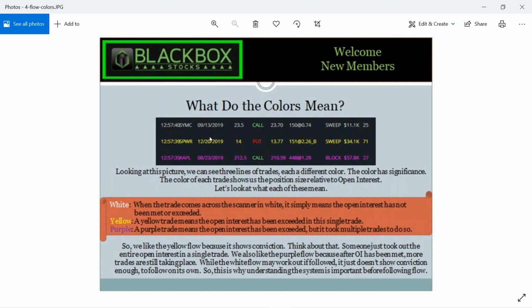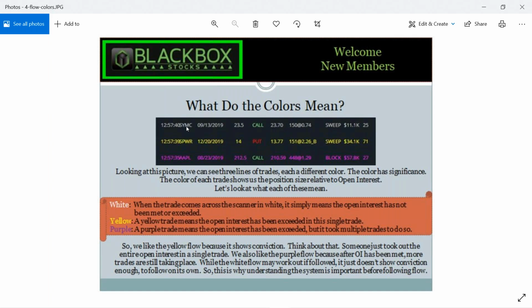So when I say leave the white flow on the screen, that's me saying, in my experience of using flow, and in my experience of teaching this, and in my experience of getting the DMs from new members who are struggling, leaving the white flow on the screen will help you build the story of what you're about to see. So you're going to see white, white, white, white, white, white, purple. And if you don't have the white flow on the screen, you're missing a large portion of the story.